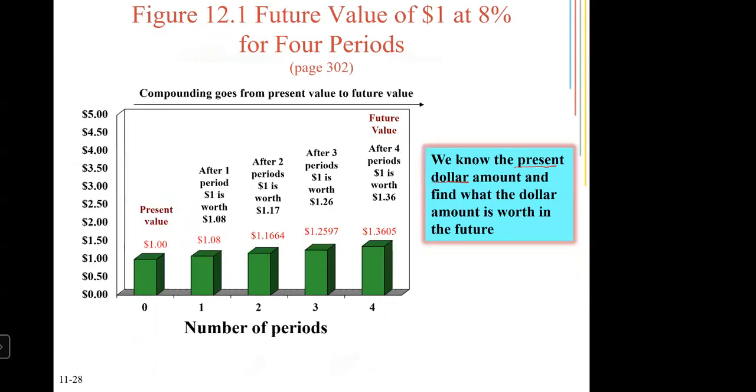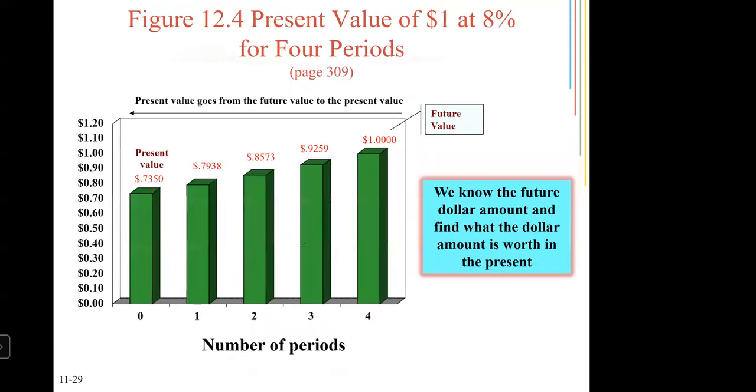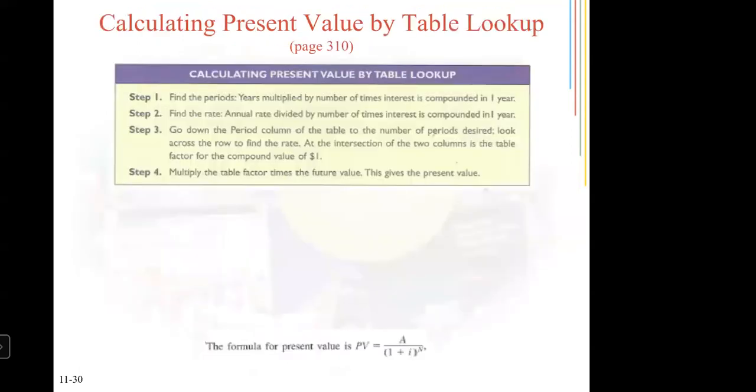Your future value or compound amount, you know what you have now, today. You want to know what it will grow to in the future if I invest it. The present value, you know what you want in the future. You want to know how much must I invest today to get that future amount. Okay, and so the two are kind of related, but they have different objectives.